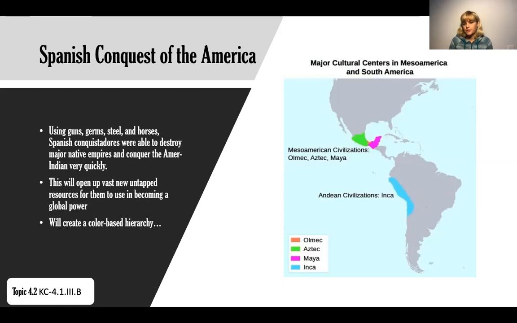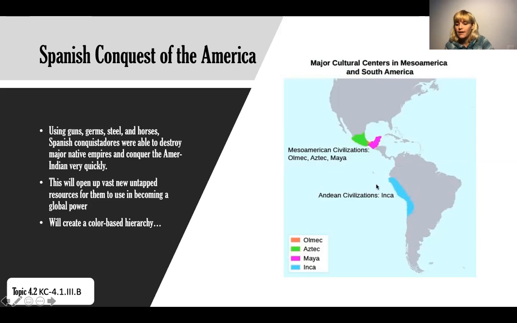We will talk a little bit more about guns, germs, and steel because this is important, guys. It seems like very minor things, right? Everybody has guns, everybody has germs. At this point in humanity, everyone has steel, but that's not really the case.